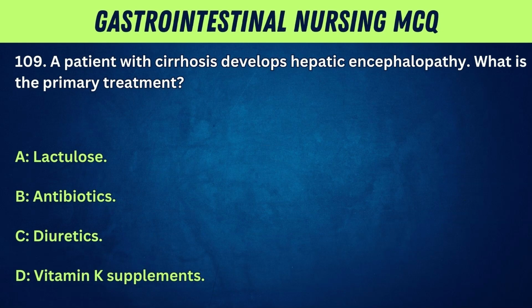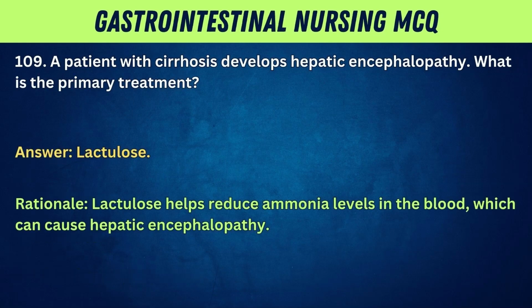109. A patient with cirrhosis develops hepatic encephalopathy. What is the primary treatment? A. Lactulose. B. Antibiotics. C. Diuretics. D. Vitamin K supplements. Answer: lactulose. Rationale: lactulose helps reduce ammonia levels in the blood, which can cause hepatic encephalopathy.